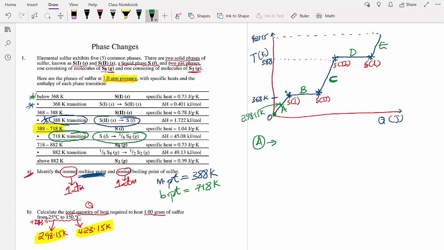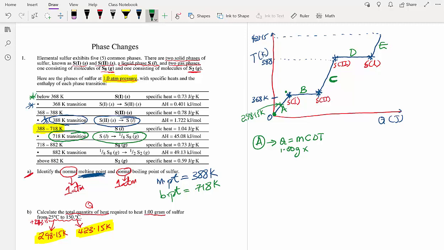In stage A, the temperature is increasing from 298.15 Kelvin to 368 Kelvin, which means that Q for stage A will be equal to mc delta T. Let us plug in the values. The mass is 1.00 gram.